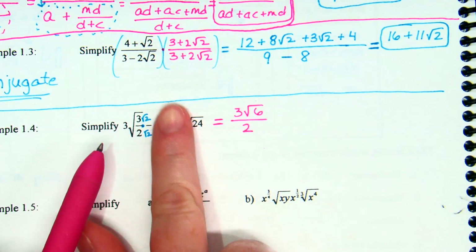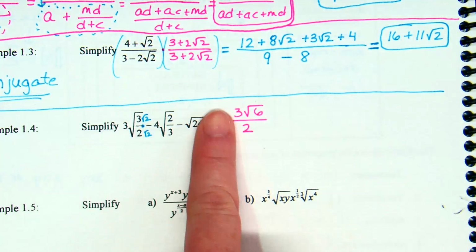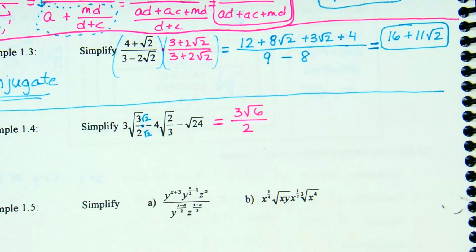Okay, so think of this. I wrote it as 3 square root of 6 over 2. You could also think of it as 3 halves square root of 2. Or, excuse me, square root of 6. So you could write this as 3 halves out front of square root of 6. Whichever one floats your boat there.